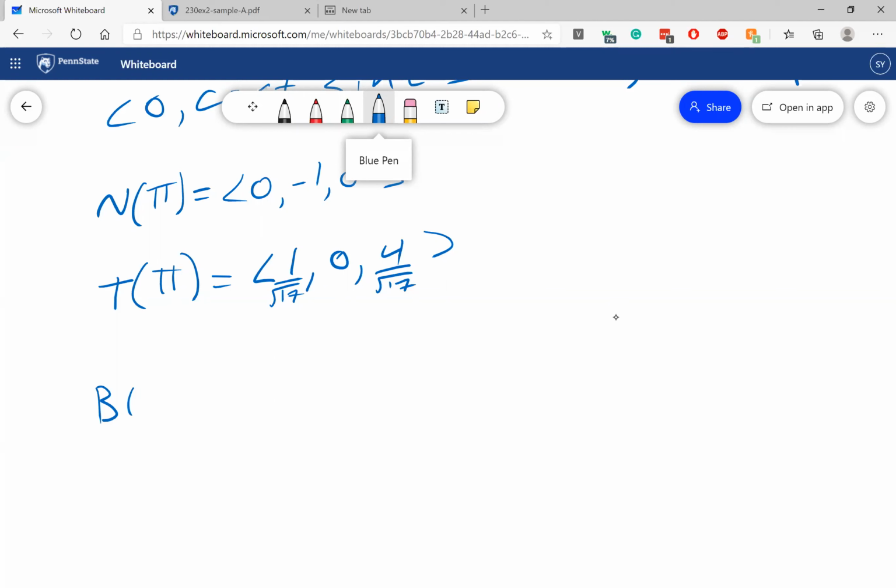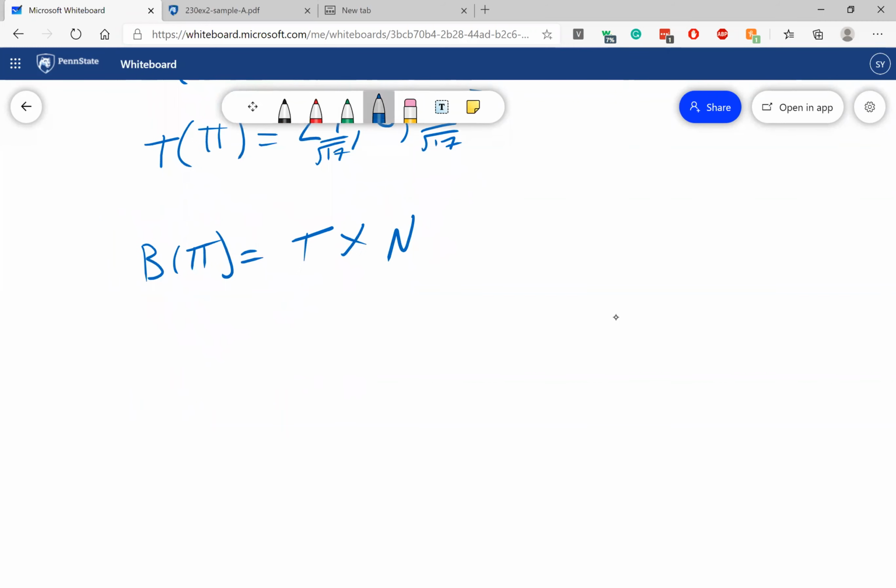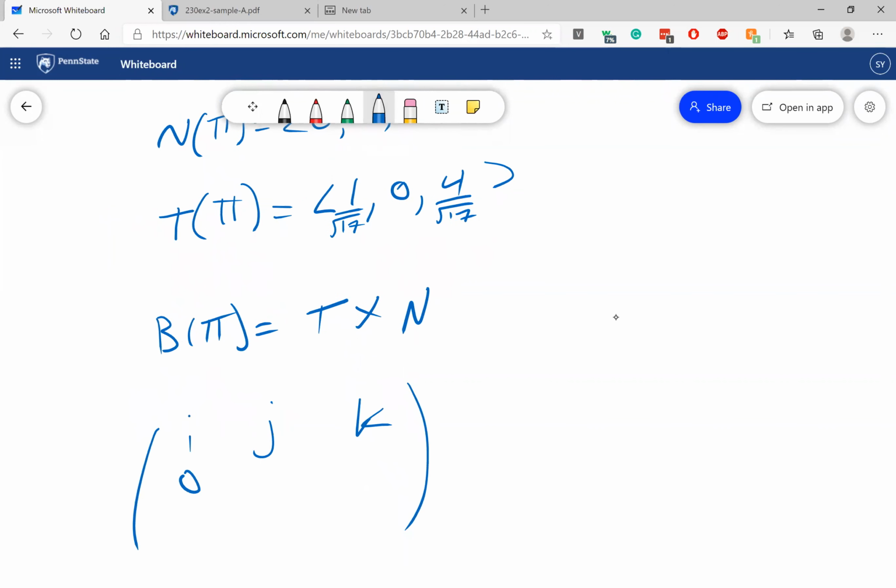So b at pi is going to be equal to t cross n. So let's do that. So we have i, j, k, and then we will have, well, the t should come first: 1, 0, 4, and then 0, negative 1, 0.